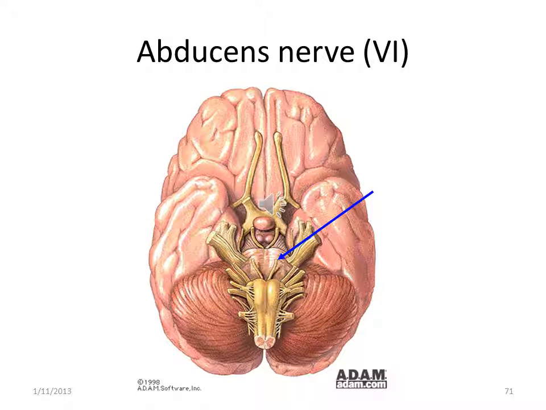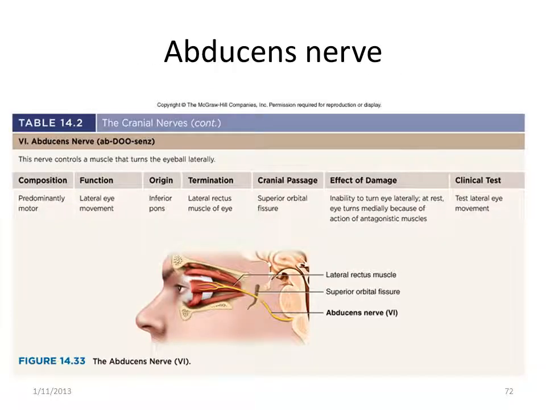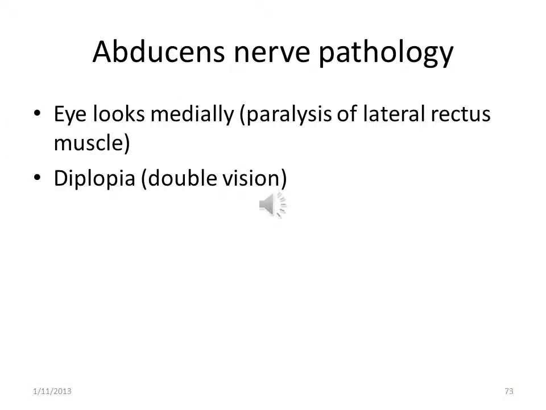Cranial nerve 6, the abducens nerve, also emerges from the pons and is identified by the blue arrow. The abducens nerve innervates one extraocular muscle called the lateral rectus, which moves the eyeball laterally. So damage to the abducens nerves will cause the eye to roll in towards the nose and will also cause diplopia or double vision.